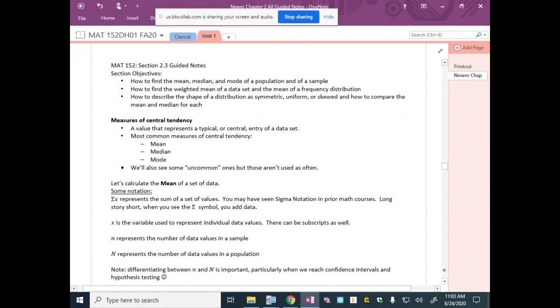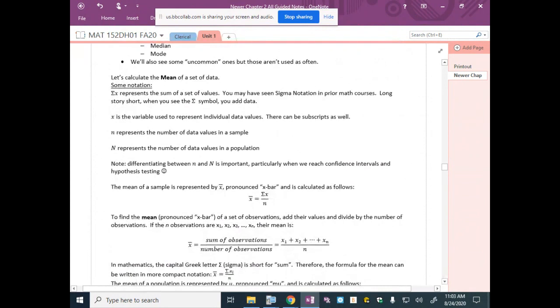X is the variable used to represent individual data values. There could be subscripts as well. Now, little n represents the number of data values in a sample. Big N represents the number of data values in a population. But it's all calculated the same way, trust me. Differentiating between little n and big N is important, particularly when we get into confidence intervals and hypothesis testing. But for now, we're just going to leave it be.